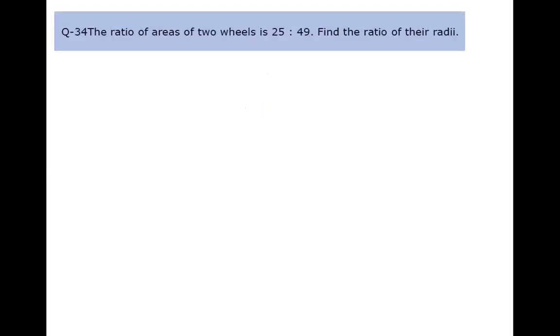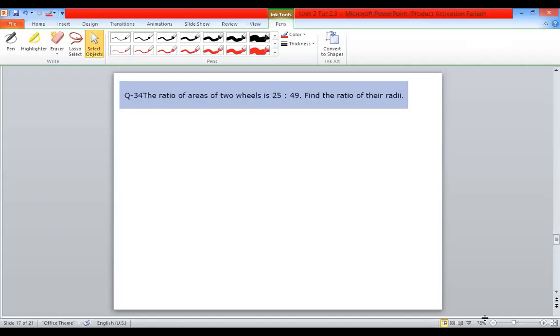The second question which is on your screen: the ratio of areas of two wheels is 25:49. Here you have the ratio of areas and then you have to find the ratio of radii. So what is given you have?